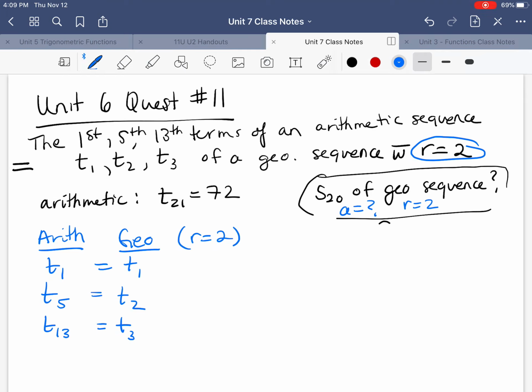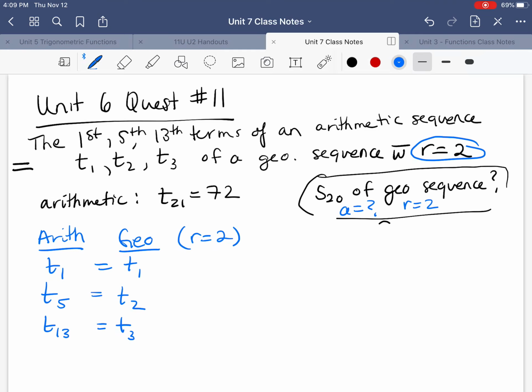Okay, let's go over number 11 on the Unit 6 quest. We are told that the first, fifth, and 13th terms of an arithmetic sequence are equal to the first, second, and third terms of a geometric sequence. We are also told that the common ratio of the geometric sequence is 2, and that in the arithmetic sequence, the 21st term is equal to 72. We are asked to find the sum of the first 20 terms of the geometric sequence.